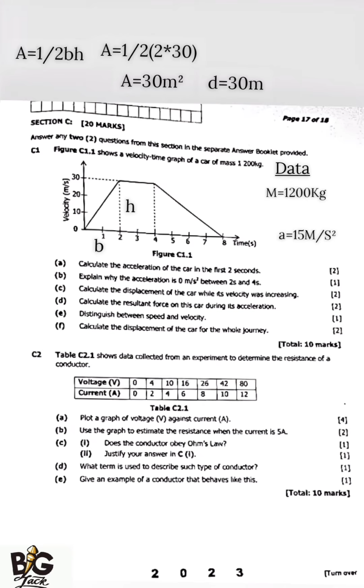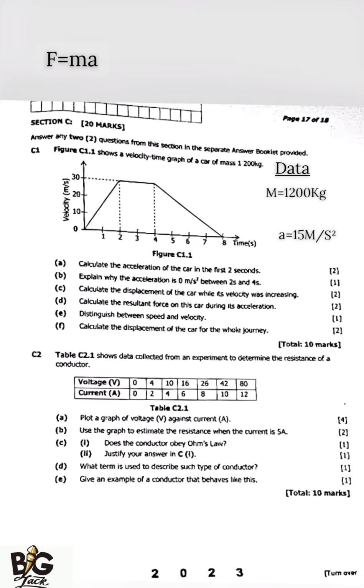Question D reads, calculate the resultant force on this car during its acceleration. When calculating the resultant force, force is equal to mass multiplied by acceleration. The mass has been given, which is 1200 kgs. So force is equal to 1200 kgs multiplied by 15 meters per second squared.